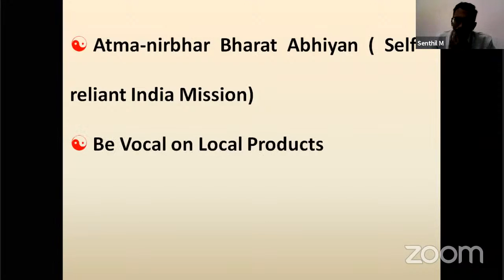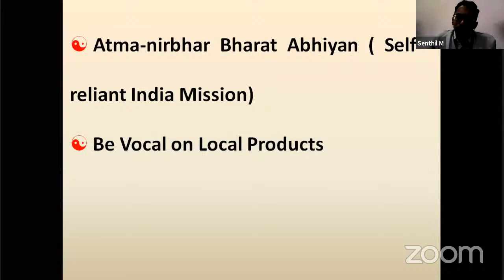So be vocal on local products. This is one more. Even though we start a lot of products, we have our own mindset that if it is a foreign product, if it is from another country, the quality is good. But predominantly, we may have to change ourselves. It doesn't mean like that, because all the products which are coming into the Indian market, once it was a local product, it was being supported by the local people. They gained a lot of money, and slowly they developed and they ventured into other countries. So we should support our own product.